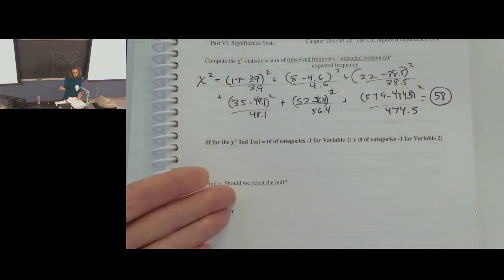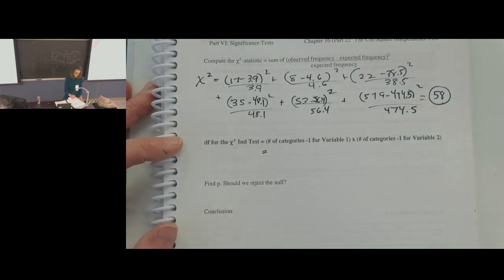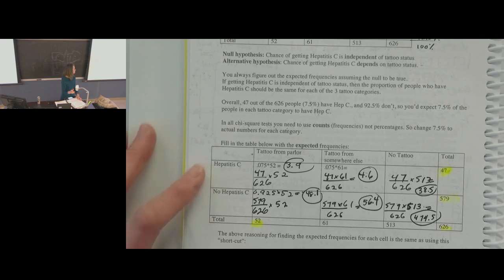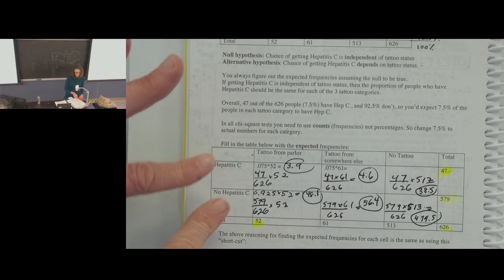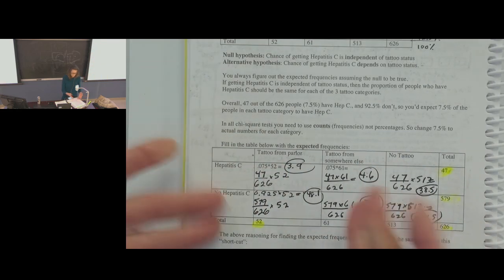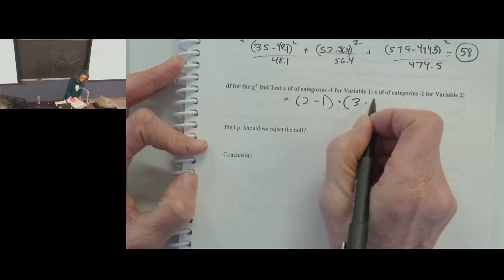So in general, here is the formula, which is pretty much just doing what we did intuitively for the degrees of freedom. It's equal to the number of categories for one of the variables minus 1. Which variable you pick is kind of arbitrary. It could either be these 2, or these 3. So this is 2 minus 1 times 3 minus 1, which is equal to 2, and that's where we get that.